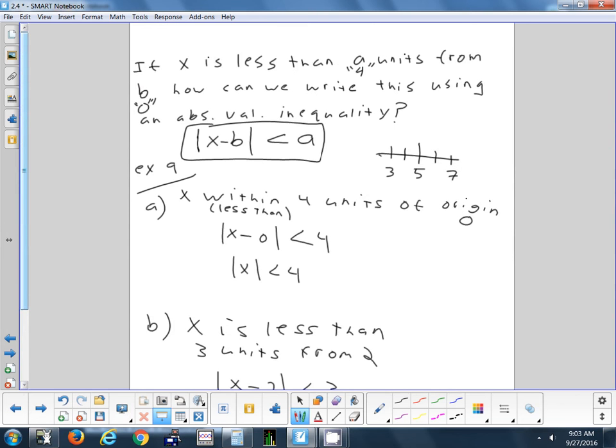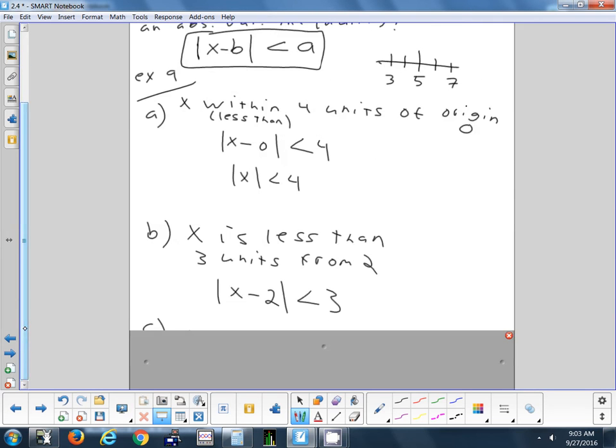Okay, so we are up to 3 units away from the number 2. Okay, what are we away from? How far from it are we? Okay, what do you think would happen if it said x is more than 3 units away from 2? What would change in that inequality? Yeah, it would change to a greater than sign. Okay.